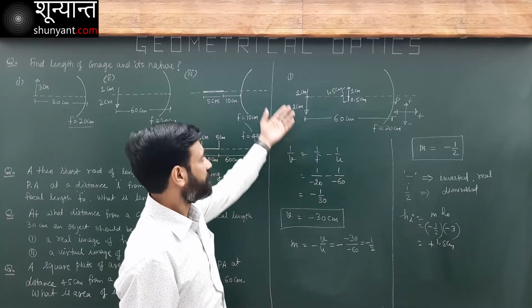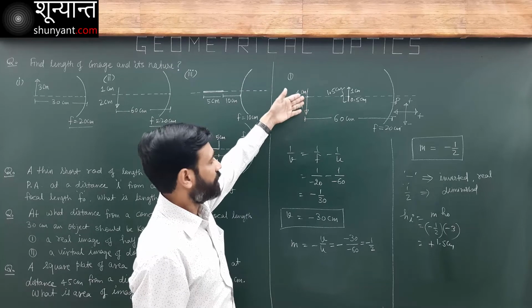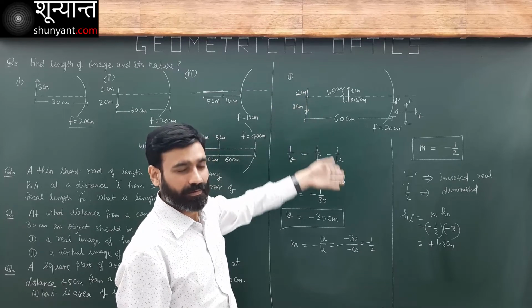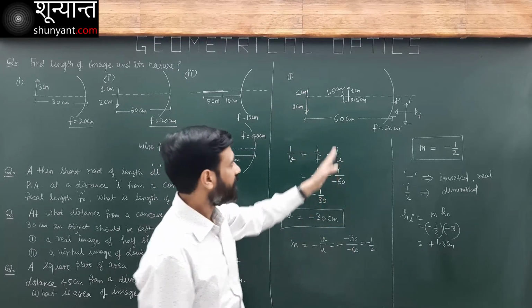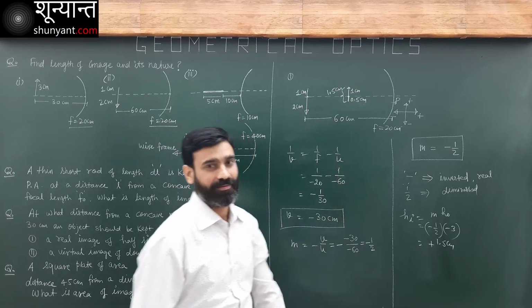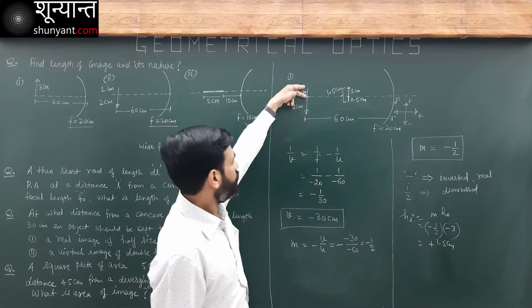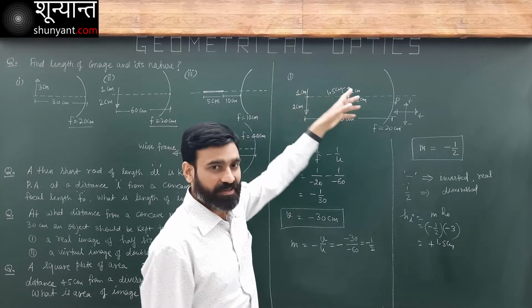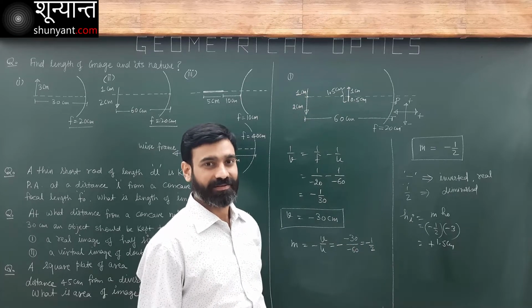The object is downward, the image will be upward. You can do it in 2 parts also, but it makes no difference. You are going to get the same answer.